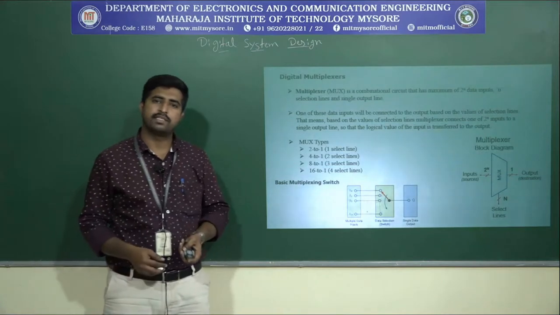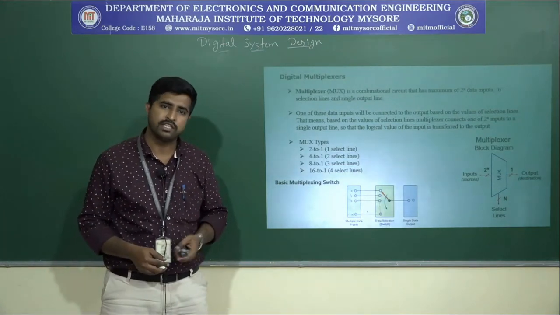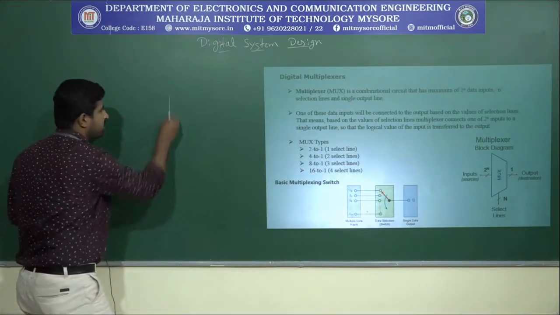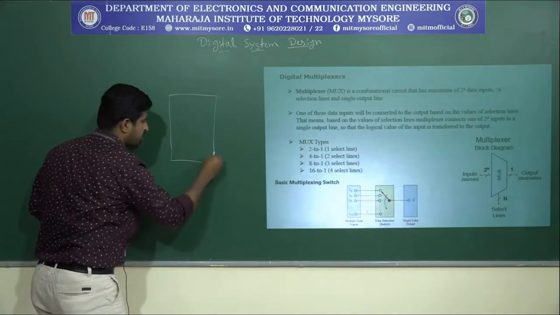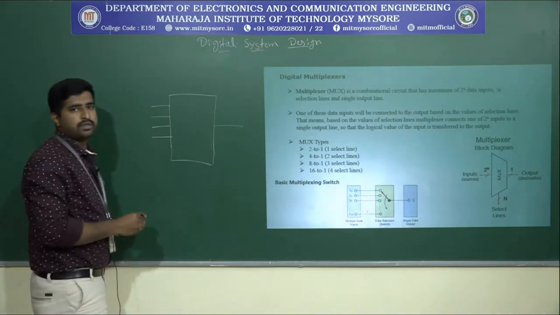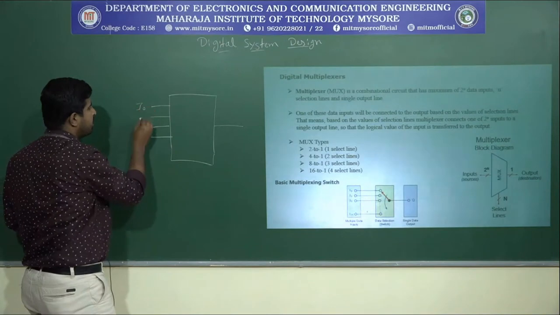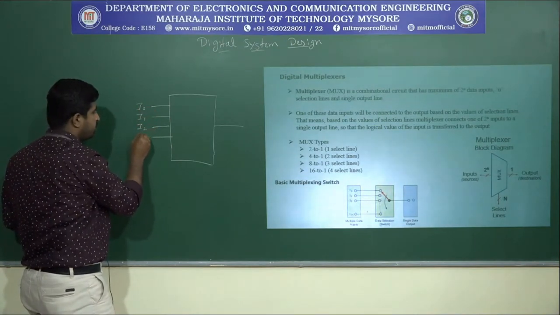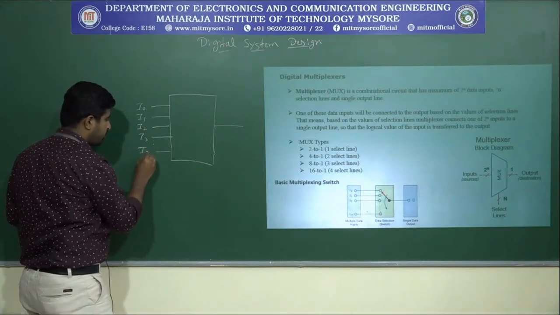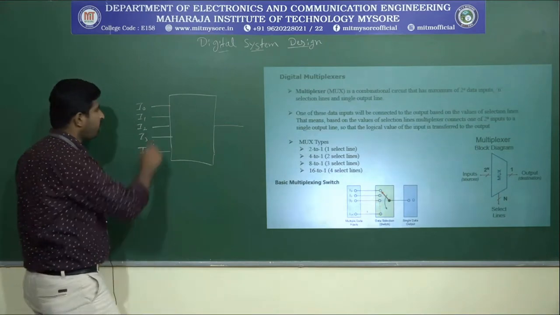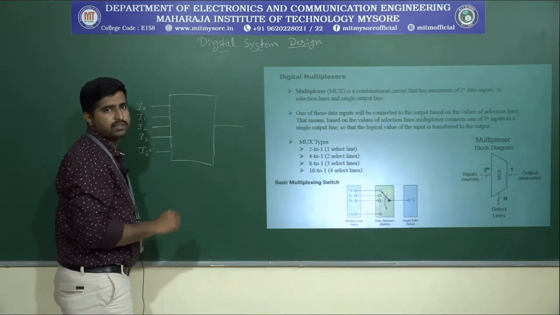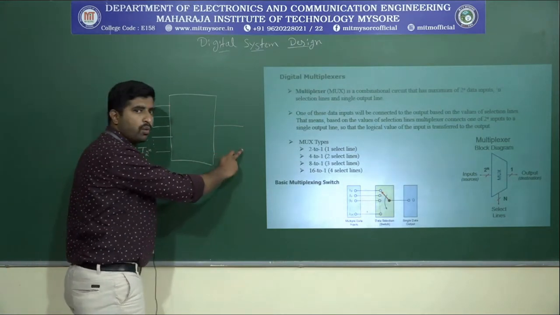So what are digital multiplexers? Digital multiplexers are a combination of circuits which have multiple inputs and a single output. I will name these multiple inputs I0, I1, I2, I3, and so on up to IN, or 2 to the power of N. So these are the multiple inputs, and we'll have only one output. That is what a multiplexer is: multiple inputs and one output.